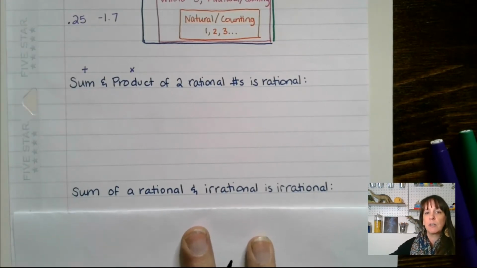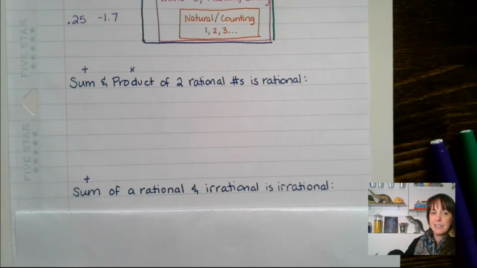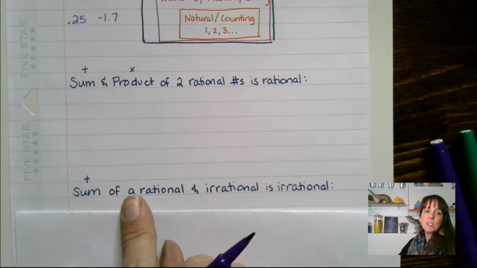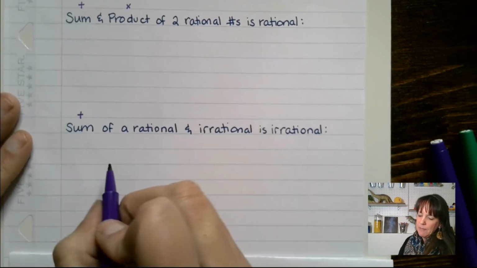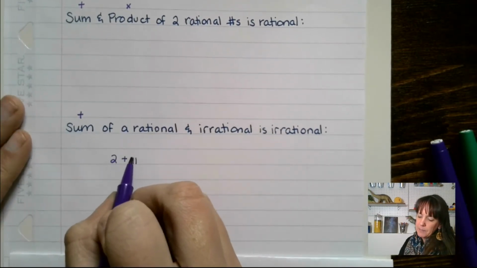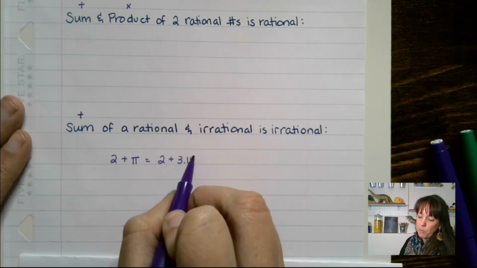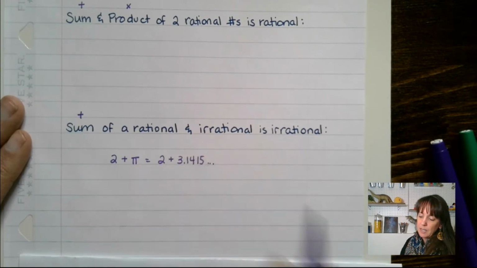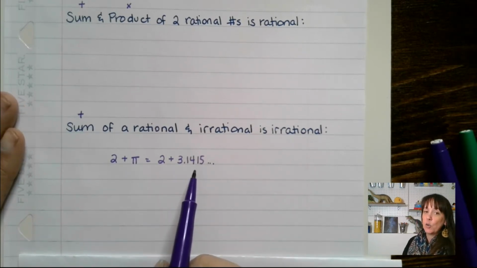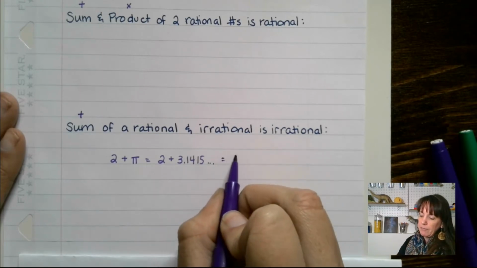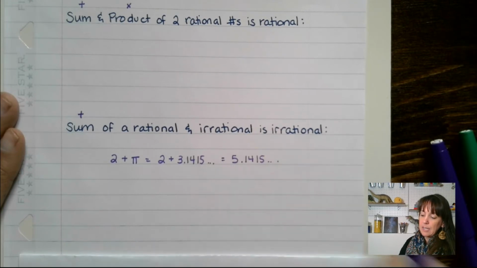Sum of a rational and irrational is irrational. This is sum. Notice they left out product. That's because this does not apply here. So the sum of a rational and an irrational number is irrational. Let's talk about that. If I added 2 plus pi, I would have 2 plus 3.1415... That never repeats and it never ends, making it an irrational number. So I would have 5.1415... and that is irrational.